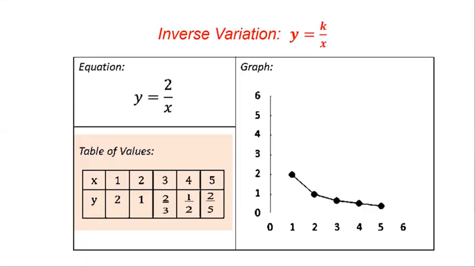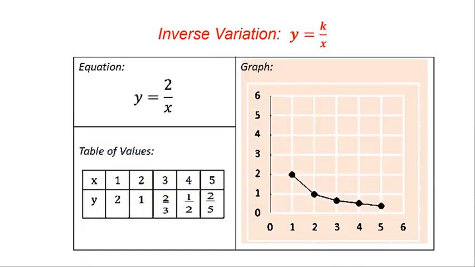Dumako naman tayo sa mga representations or models ng inverse variation. Kapag nasa table of values, mapapansin nyo na as the value of x increases, the value of y decreases. Pababa yung y habang pataas yung x. Dito naman sa graph, mapapansin that it falls to the right. This is an illustration of an inverse variation. Magkasalungat ang x at y.